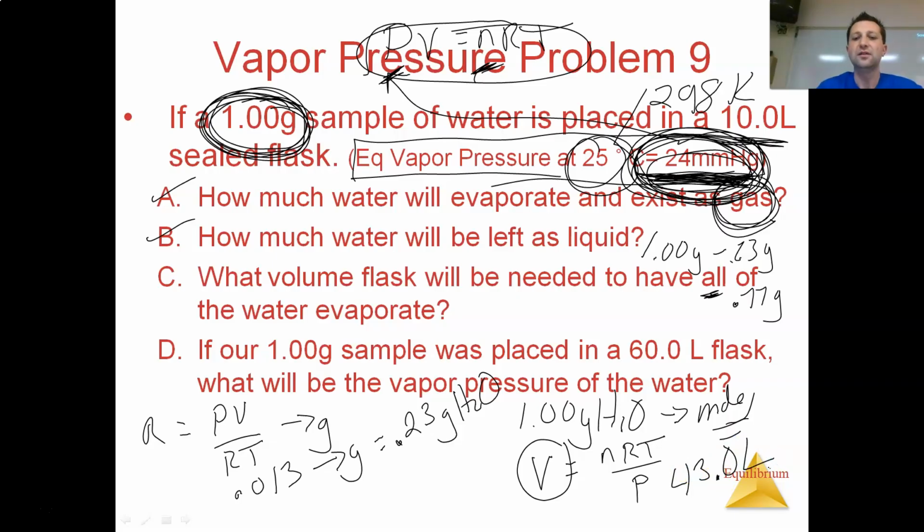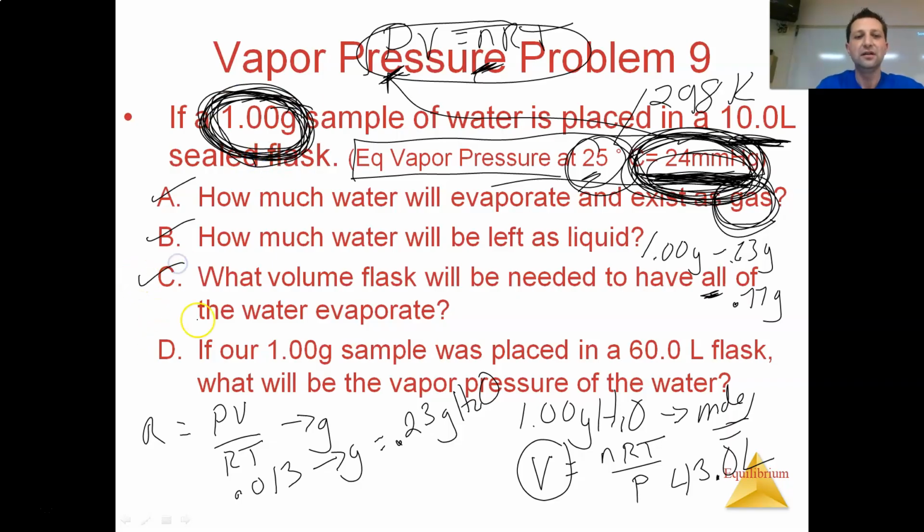You need a 43-liter flask to have all of this evaporate into the gas state to still maintain a partial pressure of 24 millimeters of mercury at 25 Celsius or 298 Kelvin. That makes sense because if all of this evaporated in a 10-liter flask, the pressure would be humongous, right? We want to make that flask bigger to accommodate all of this evaporating.